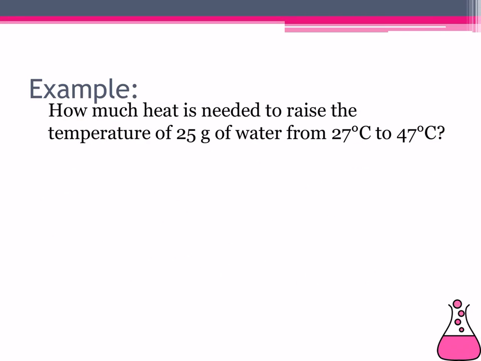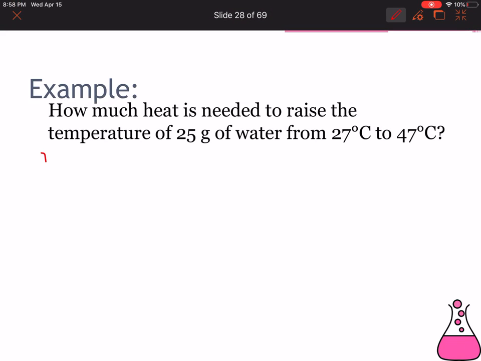Okay, take a second and try this one. All right, so very similar here. Again, I'm going to be using Q equals MC delta T. I'm going to list out my variables. So Q is heat, and it says how much heat. So that's my X.